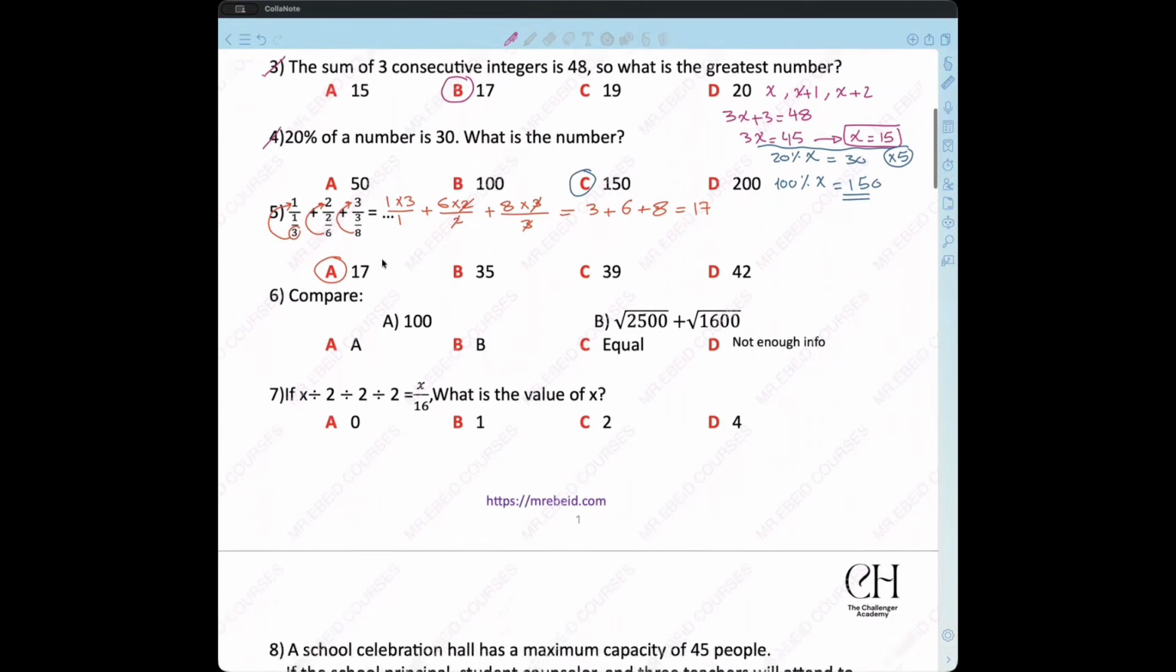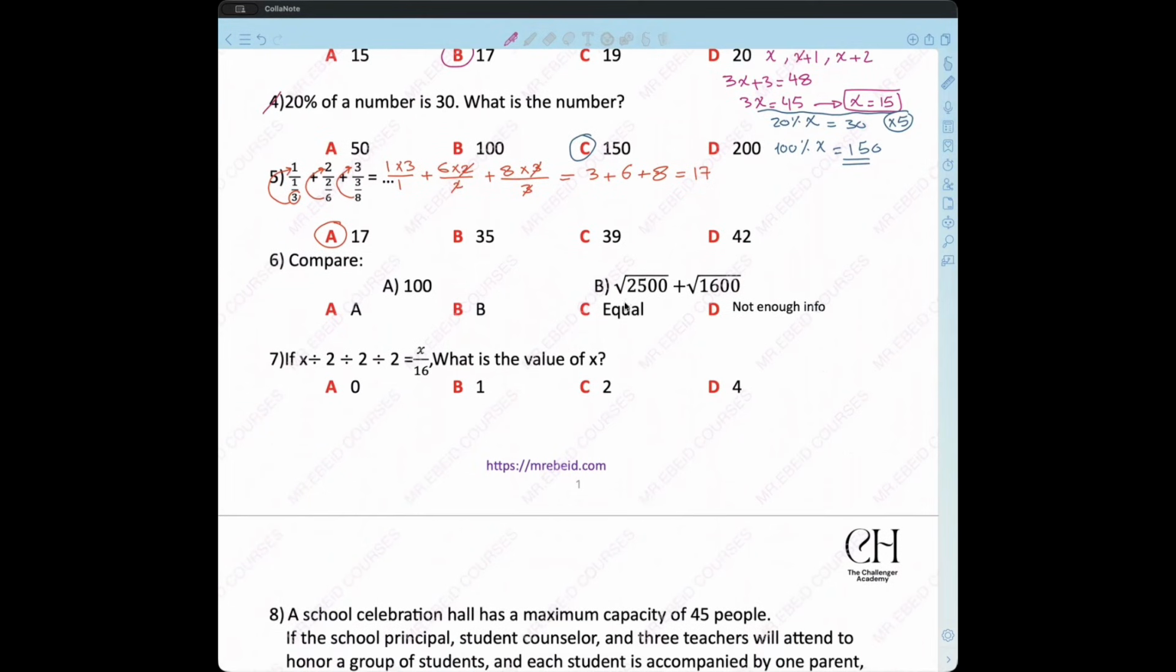Compare between A, 100, B, the square root of 2,500, and the square root of 1,600. We can calculate these square roots. The square root of 2,500, you can write it as root 25 times 100. Root 25 is 5, root 100 is 10. So it's 50.